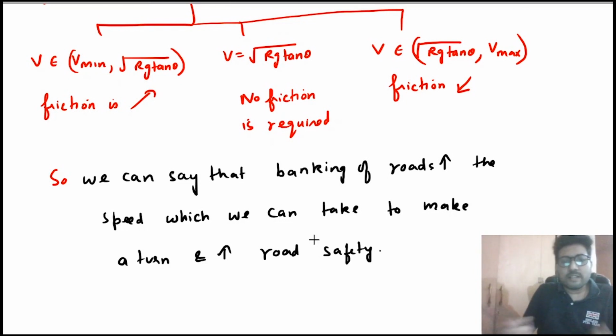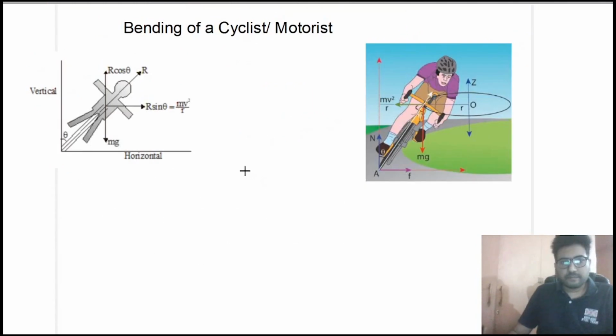When the road is completely horizontal, we are only dependent on friction. When the road is banked, then friction along with normal can provide the centripetal force, so you can get more centripetal force. Now the bending of a cyclist or a motorist. You have seen that whenever the motorcyclist is trying to take a turn at very high speeds, it bends itself. When it bends itself, it increases the centripetal force.